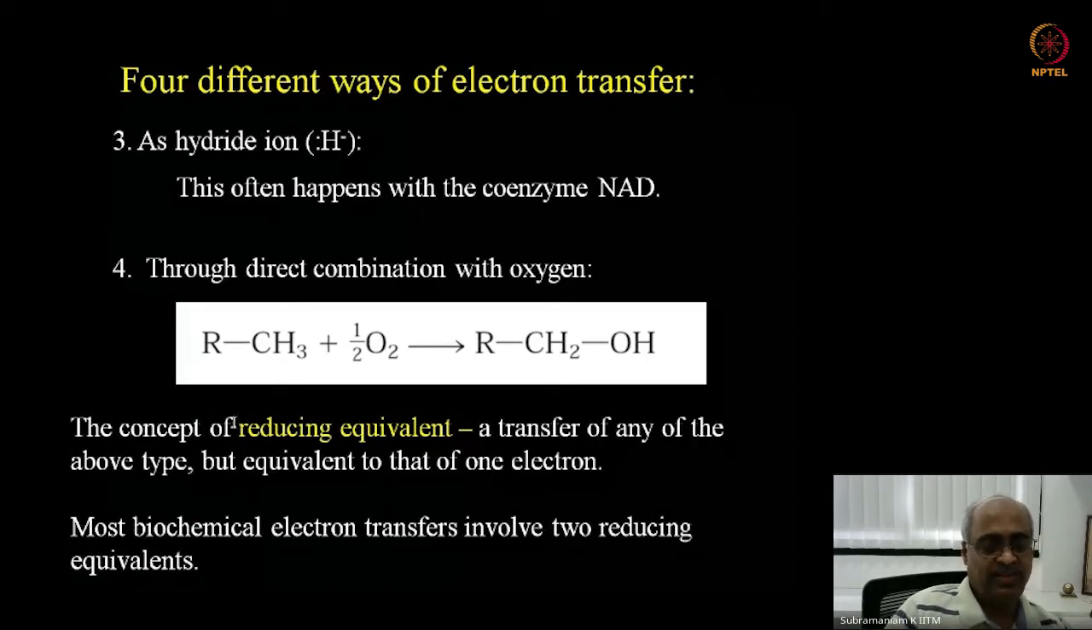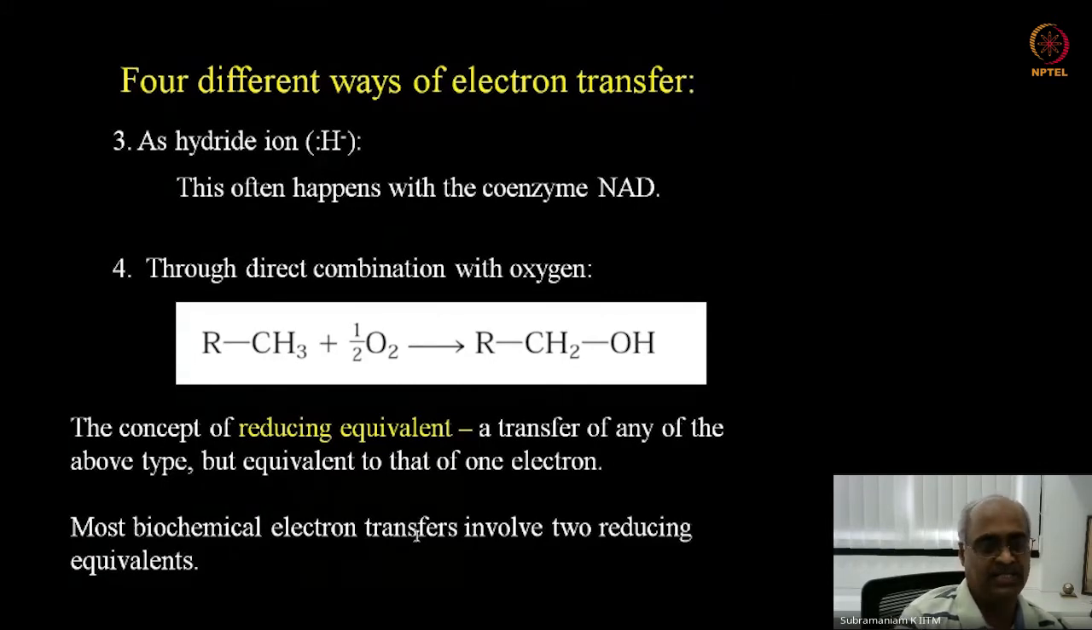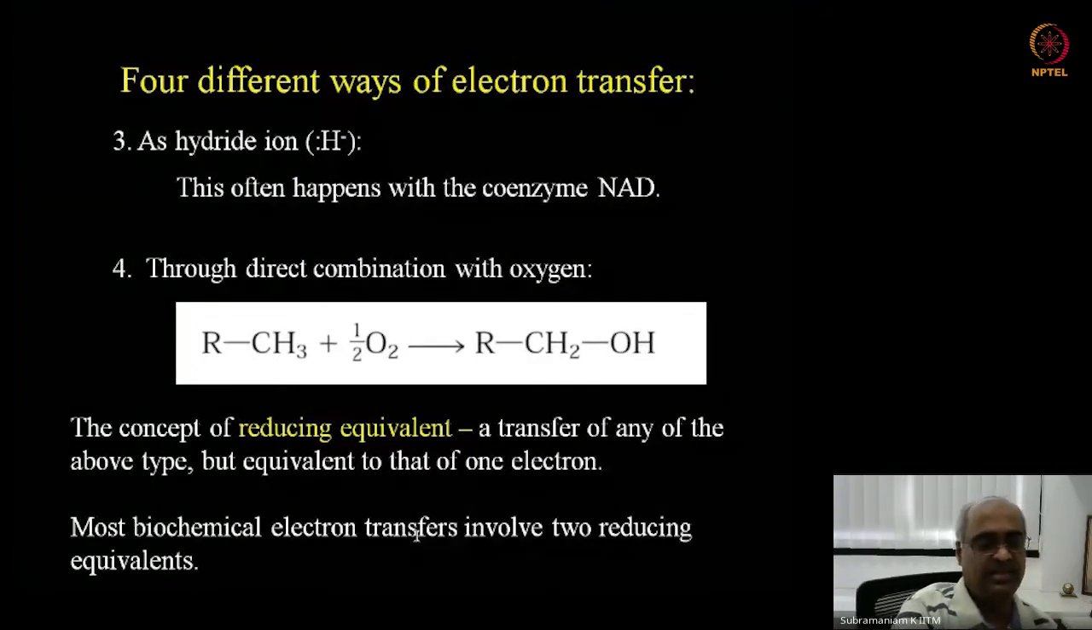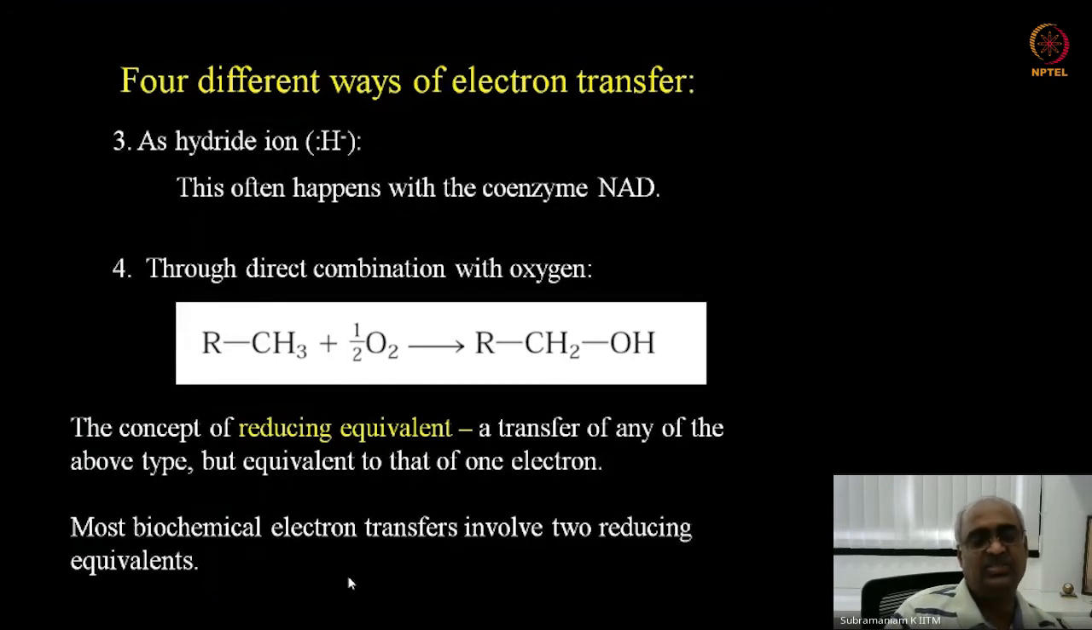In all these, we talk about electron transfer, and we can introduce a quantitative term called reducing equivalent, which is equivalent to the transfer of one electron, regardless of the mode in which the electron is transferred. It could be any one of the four, but the equivalent of one electron transfer we call one reducing equivalent. Biochemical reactions usually involve two hydrogen atoms, as in dehydrogenation reactions, so usually they involve two reducing equivalents. One reducing equivalent equals the transfer of one electron.